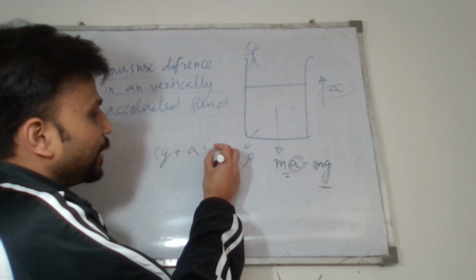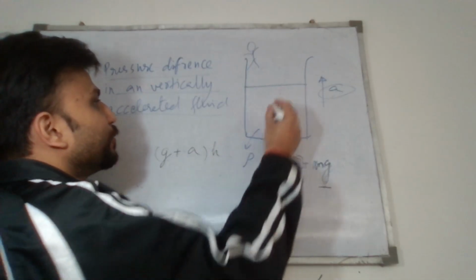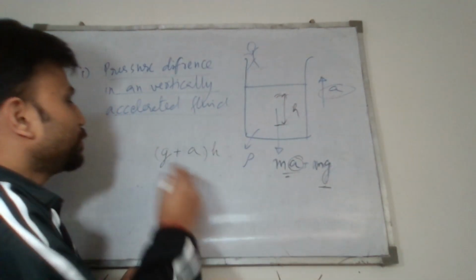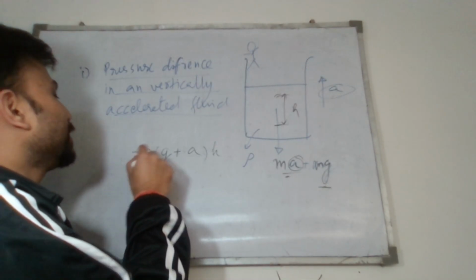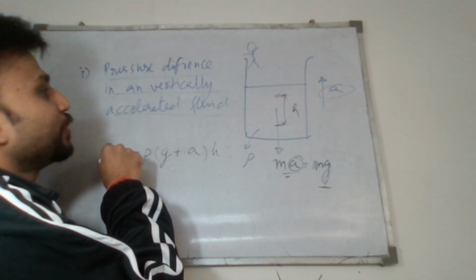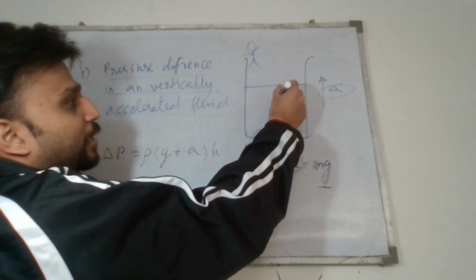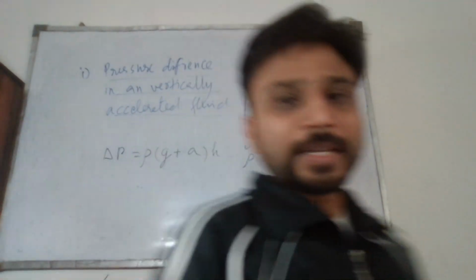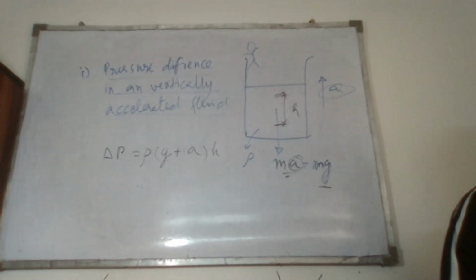So g plus a, into whatever height difference we are taking, let's say height difference h. Multiplying with that, the density will give us the pressure difference between the point E and the point B. So this is the pressure difference in vertically accelerated fluids.